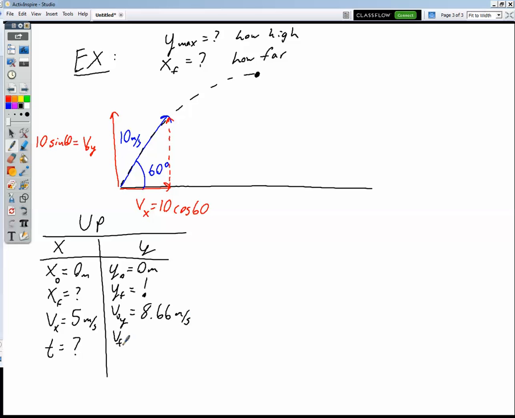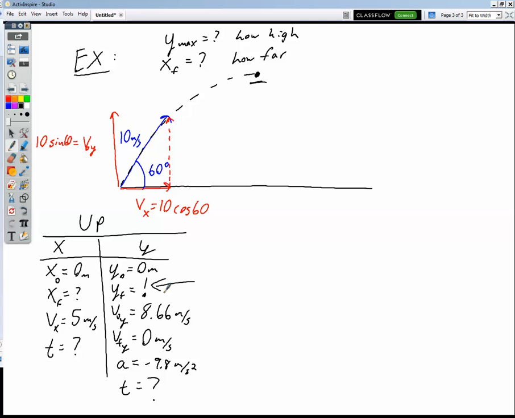V final in the y direction, here's where you have to use your brain. Remember, we're just talking about the way up. At the very top of the projectile's motion, it has no vertical velocity. So I can fill that in, 0 meters per second. The acceleration is negative 9.8 meters per second squared, and the time that it takes to go all the way to the top, unknown. All right, so there's our two variable tables. We are looking for y final.